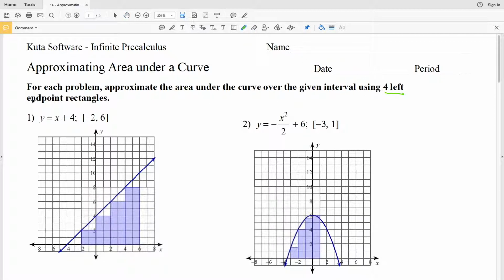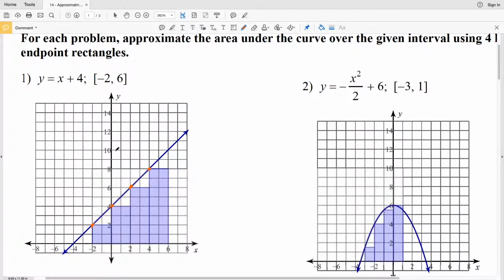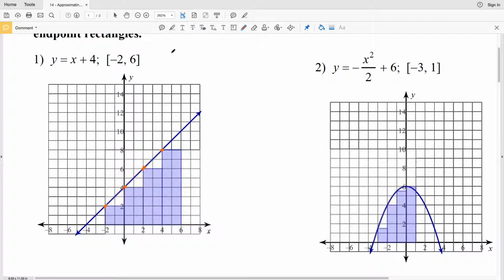We have 4 left endpoint rectangles, meaning that the top left corner of those rectangles are points along the function. Now for number 1, our interval is from -2 to 6. So if we're going from -2 to 6, the change in x, 6 minus -2, is a positive 8. So we need to have 4 rectangles of even widths over the interval of 8. So we're going to take 8 divided by 4, and that's going to be 2. So each of these rectangles has a width of 2.